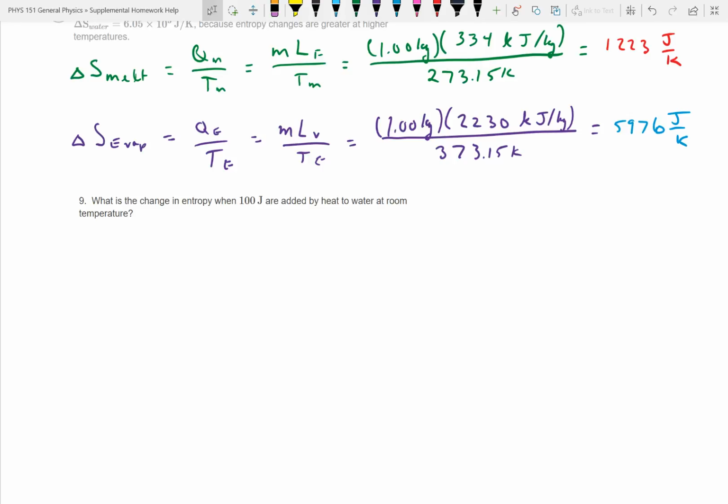What's our equation for change in entropy? Delta S is equal to Q over T. All right. So we're looking for delta S again. So what is our Q?